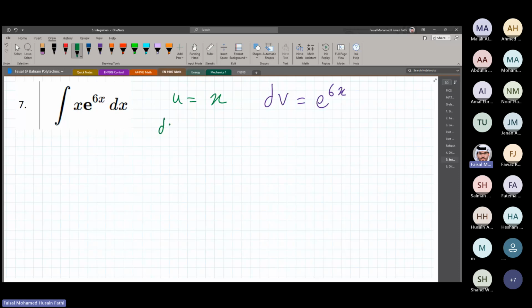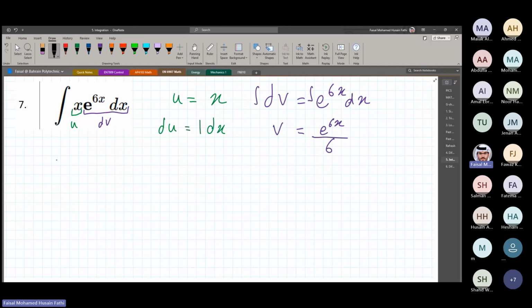So du is equal to, what's the derivative of x? It's 1 dx. dv, so v is going to be equal to, if we integrate, what is the integration of e to the power of 6x dx? Oh, this is dx, remember. This whole part is going to be dv. And this part is going to be u. Okay? So what is the integration of e to the power of 6x? You should already know directly. e to the power of 6x does not change, but the 6, we have to divide by it. And that's it. We have our u, we have our dv, we have our du, we have our v.